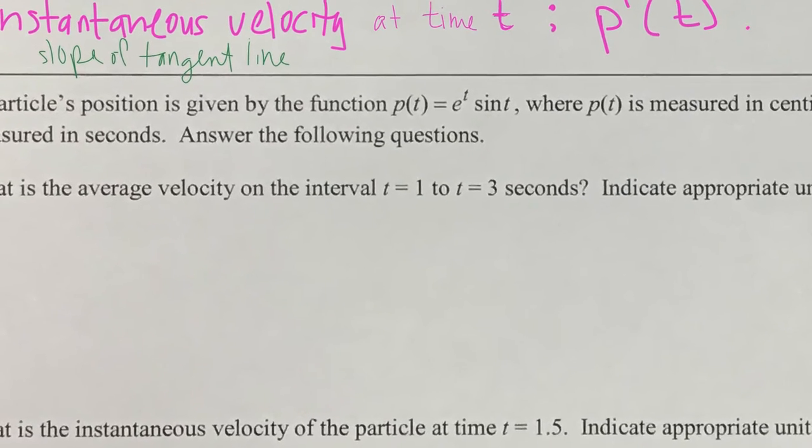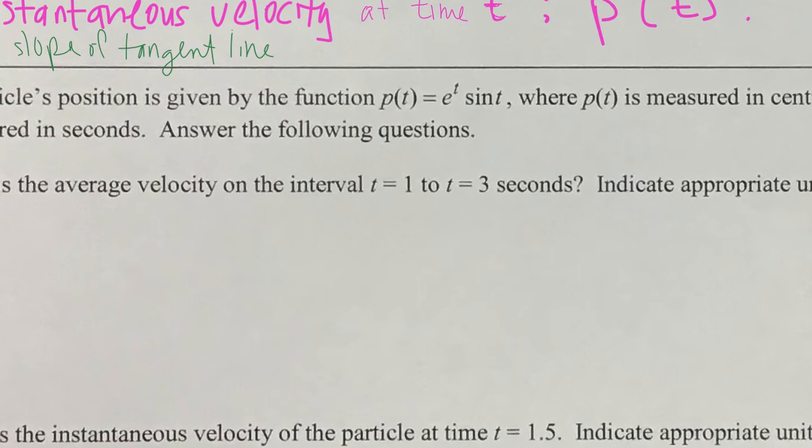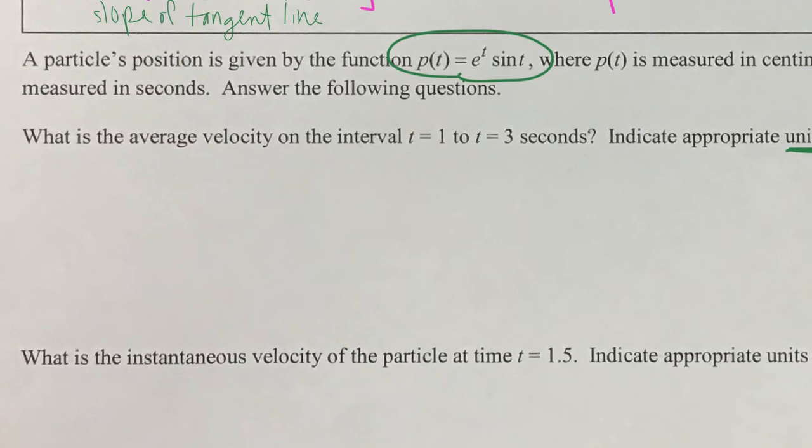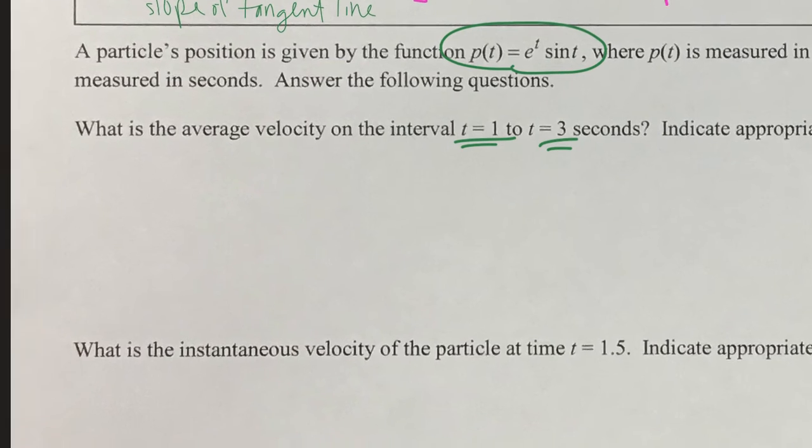Here we have our position function. It is e to the t times sine t, where p is measured in centimeters and t is measured in seconds. It's important because we want appropriate units of measure. On your AP test, you get points for putting down the units. You get 1 point for the answer and 1 point for the units, especially when it comes to these type of questions. So let's see, average velocity from t equals 1 to t equals 3.